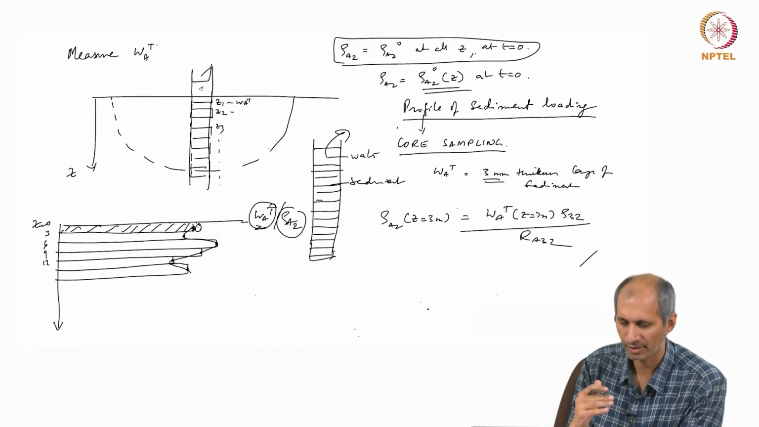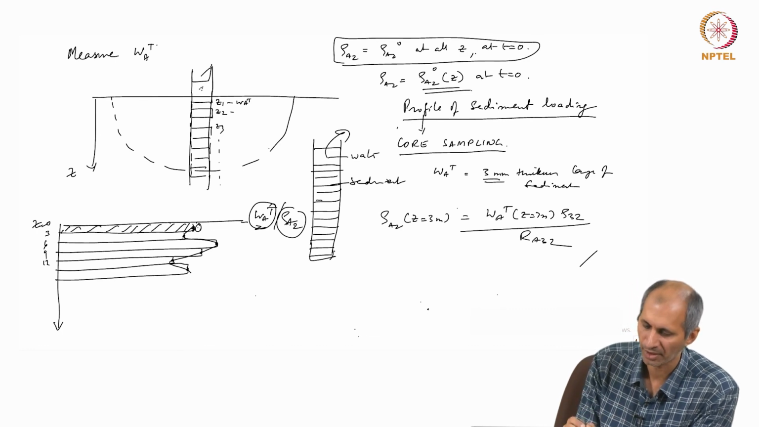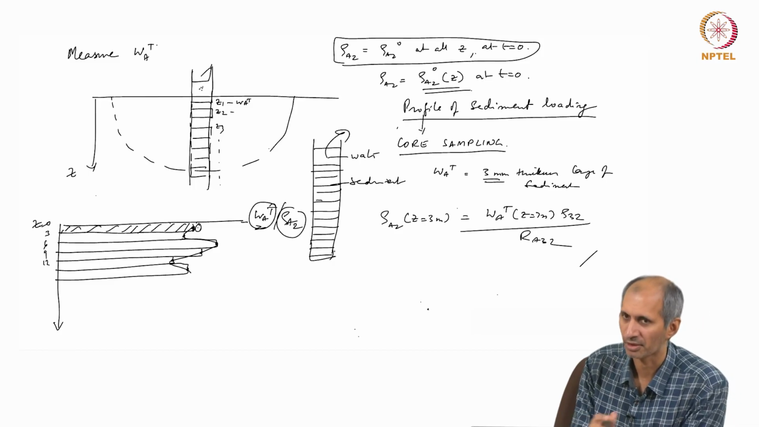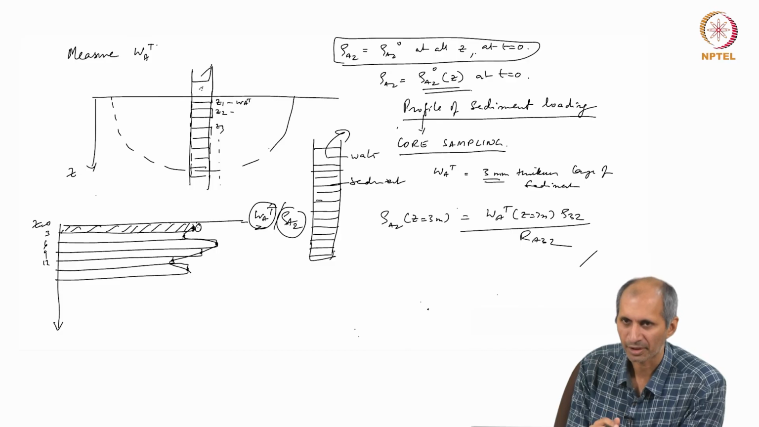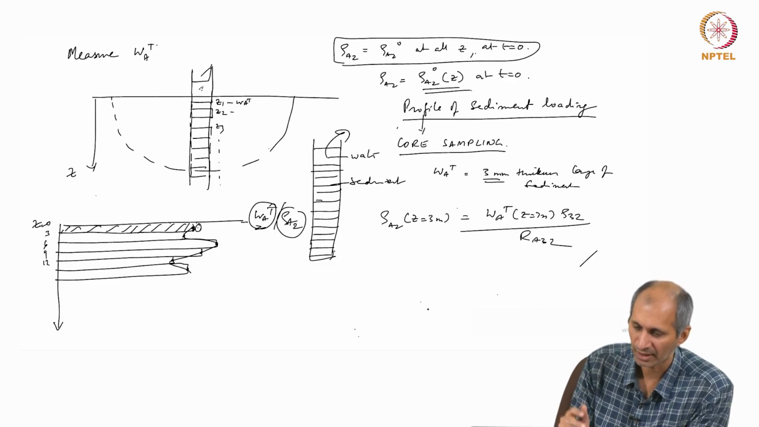So, which means that within that step you are calculating that. Anyway, you do not have values for rho A2 within a resolution less than 3 mm or whatever you are measuring. So, you might as well do it this way. So, this is the way it is done.